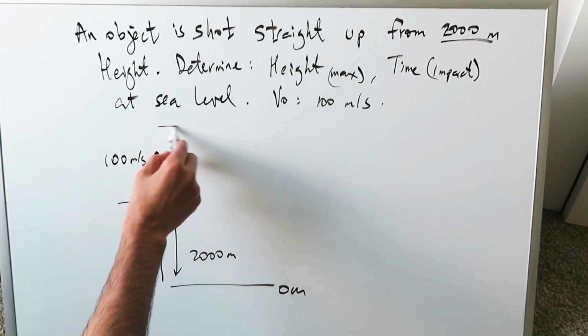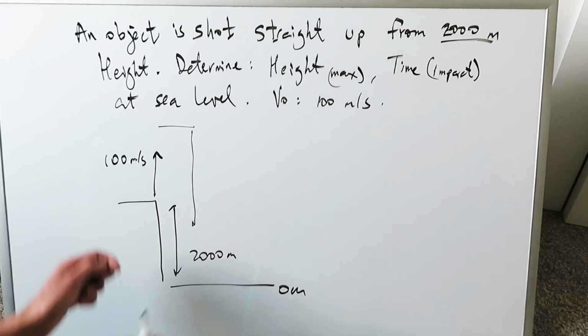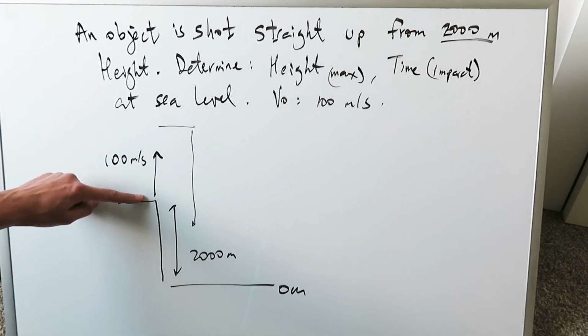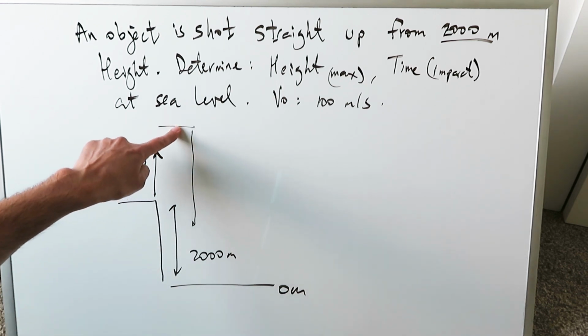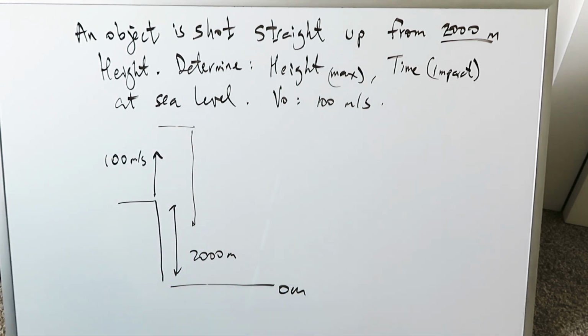It's going to reach a certain maximum height, after which it will come down, assuming it's not going to land down here at the top of your height, but it's going to come all the way down to sea level. We have to determine the maximum height and we have to determine the time to impact. How do you do it?